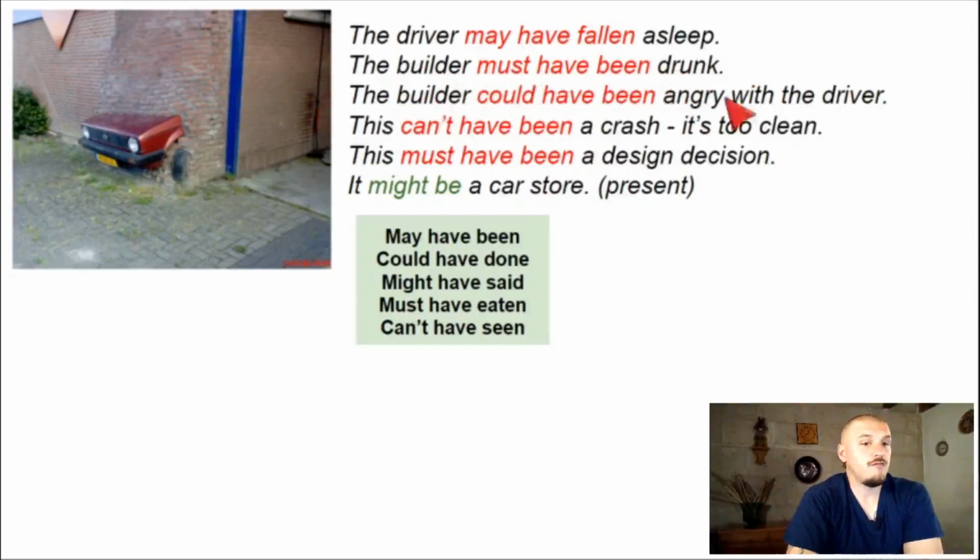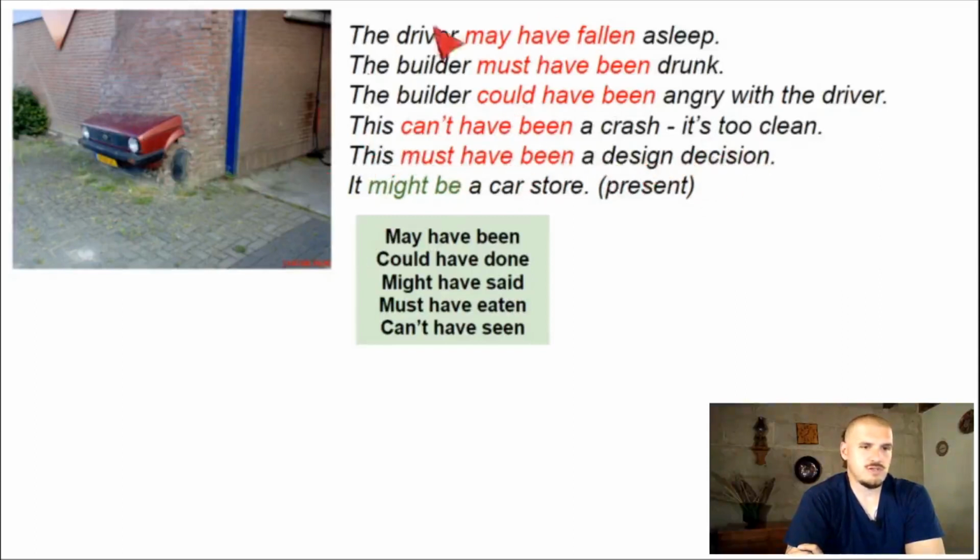Igual, the builder could have been angry with the driver. That's very possible. El constructor, el builder, pudo haber estado enojado con el chofer. Pues sí, a lo mejor estaba enojado con esa persona, el dueño. Esto no pudo haber sido un choque. This can't have been a crash. It's too clean. Es demasiado limpio. Pues sí, no es un choque. This must have been a design decision. Esto debe haber sido una decisión de diseño, ¿no?